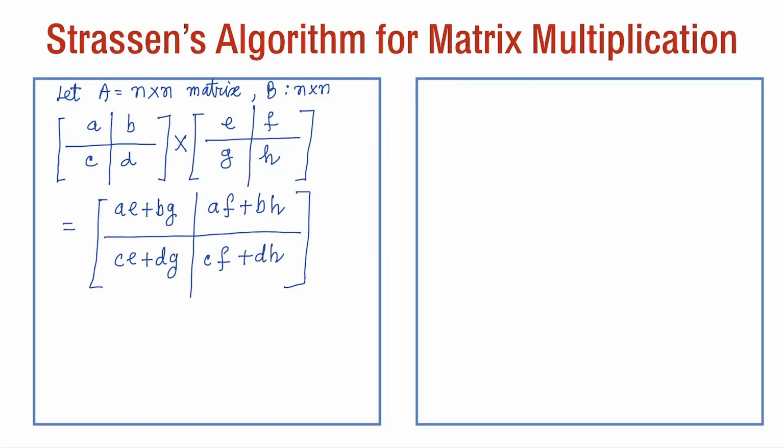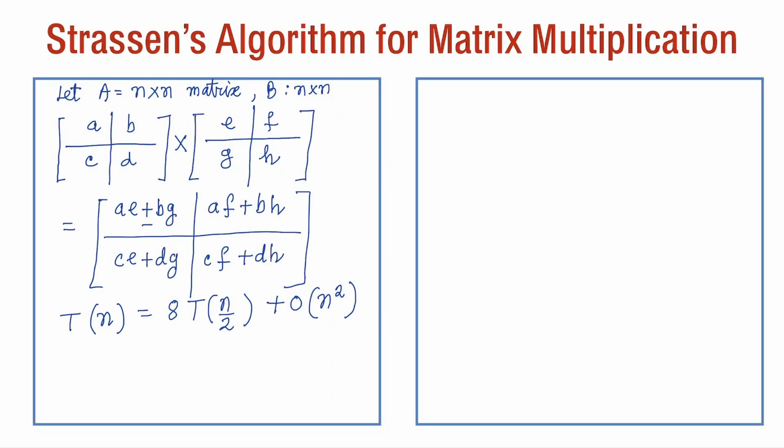And as you can see, there are 8 multiplications of size n by 2 by n by 2. So the complexity T(n) is equal to 8 T(n/2) plus order n squared, because n squared is the way in which you have to multiply two n by n matrices and n by n matrix addition. To multiply them, you have to add.